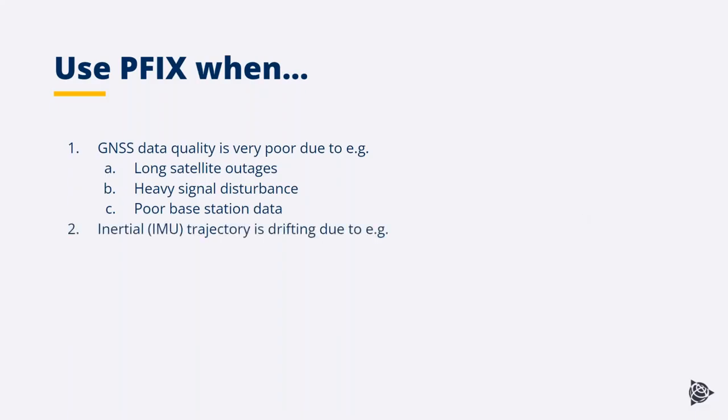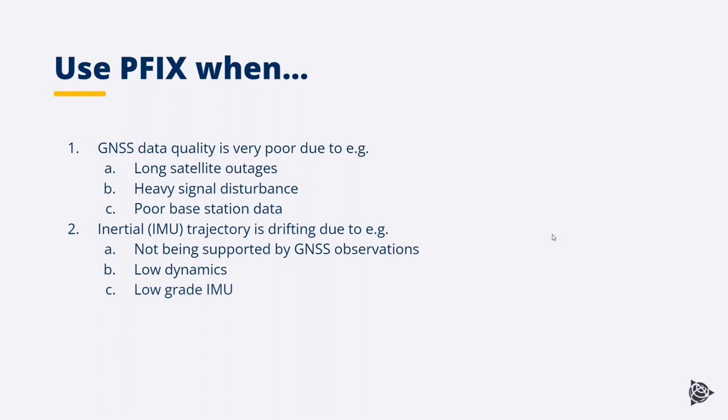Secondly, your inertial IMU trajectory might be drifting. It might be drifting due to the above, so it's not being supported by GNSS observations. The IMU has a tendency to drift if we don't have GNSS data, so that's usually connected to the above. It could also be drifting because there's low dynamics. This could happen, for example, in railways where you don't have a lot of accelerations and turns, or at slow speeds. And the IMU trajectory is more prone to drifting if you're using a lower grade IMU.